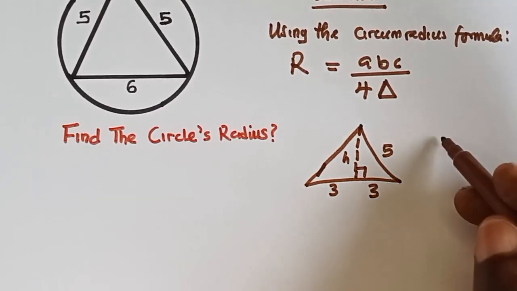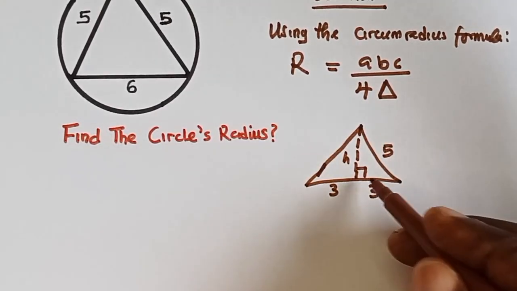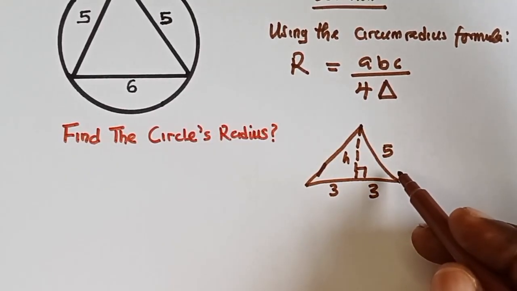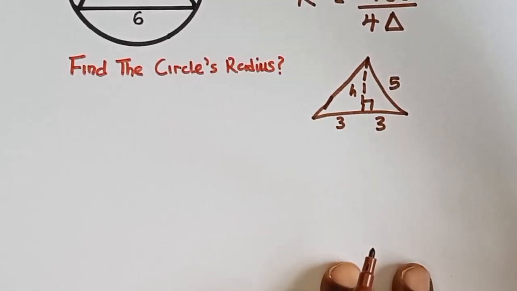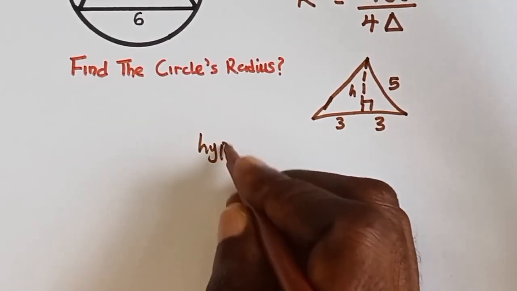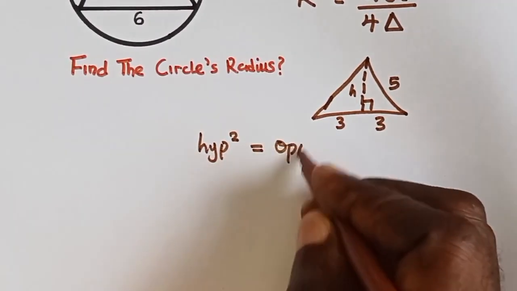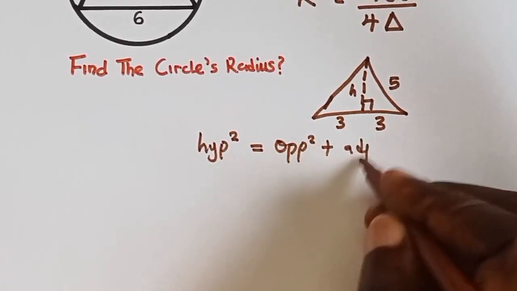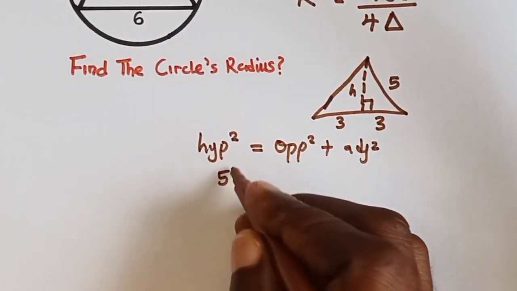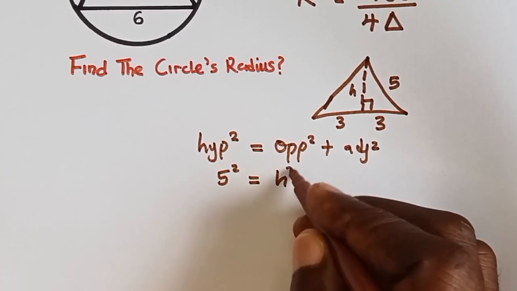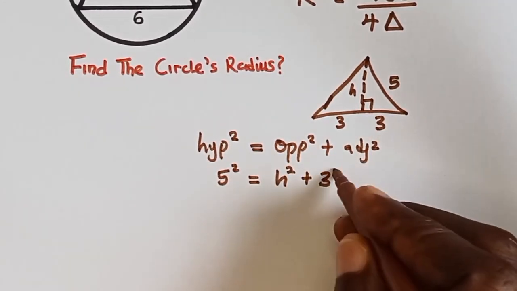All right. So now we are going to draw this right angle triangle out, and we use the Pythagorean theorem to find the vertical height. All right. So you know what the Pythagorean theorem says? It says that hypotenuse squared is equal to opposite squared plus the adjacent squared. Hypotenuse is 5, so we have 5 squared equals opposite, which is the height, and then adjacent says 3.